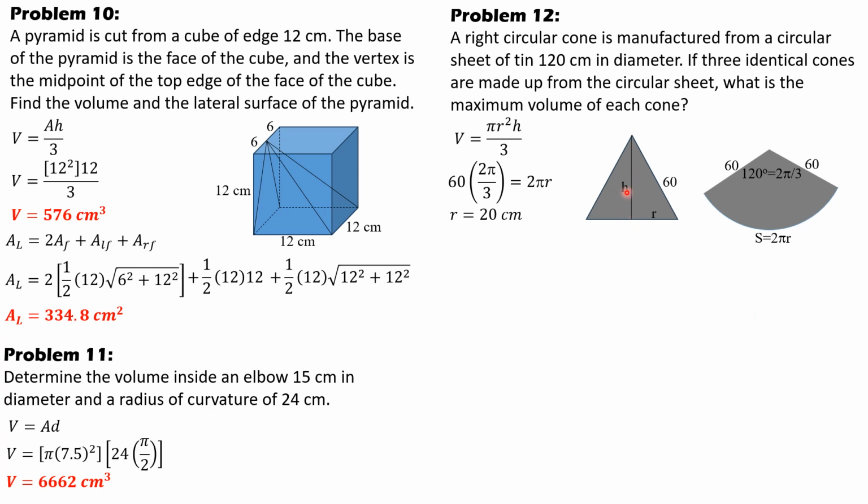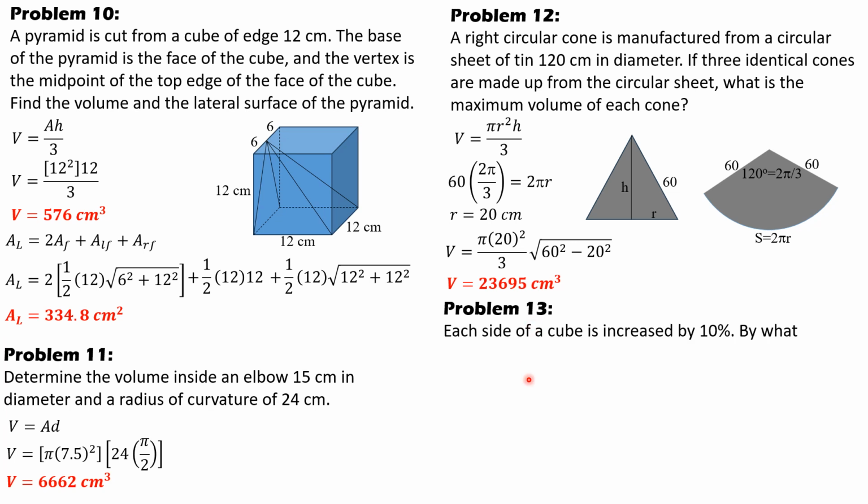So the altitude of the cone therefore is the square root of 60 squared minus r squared. So substitute into the above formula. Volume is pi times 20 squared over 3 times the square root of 60 squared minus 20 squared. So the volume of the cone is equal to 23695 cubic centimeters.